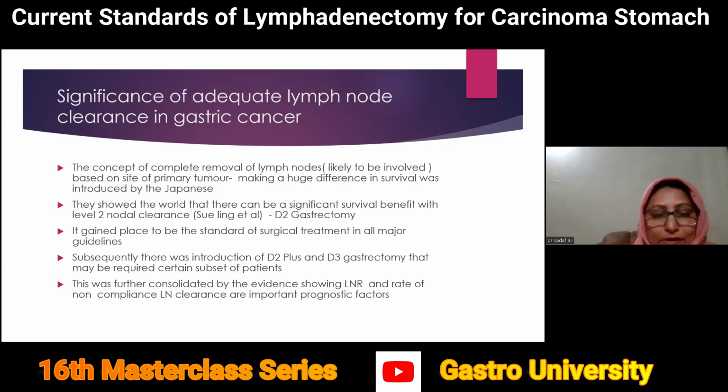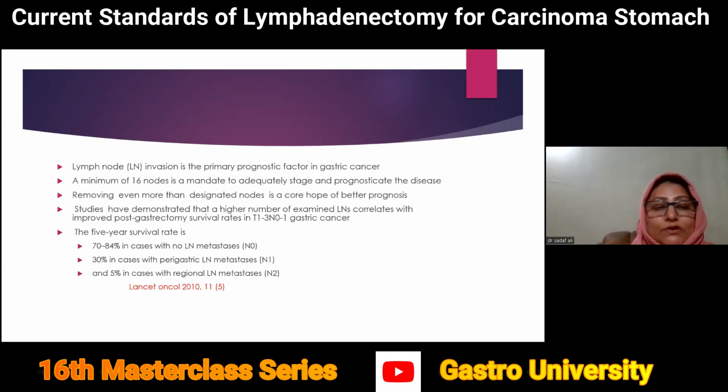This is not standard, but this was further consolidated with a lot of literature and evidences showing that the lymph node ratio and the rate of non-compliant lymph node clearance are very important prognostic factors. So more than cure, it actually hovers around prognostication of the disease. The lymph node invasion is the primary prognostic factor of gastric cancer. Minimum of 16 lymph nodes are mandated to stage and prognosticate the disease. Removing even more than the designated is all the more welcome. There's a lot of study on this, and it's a core hope for better prognosis.